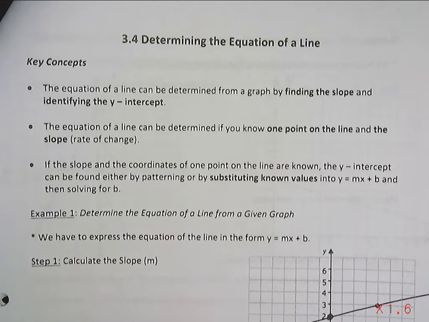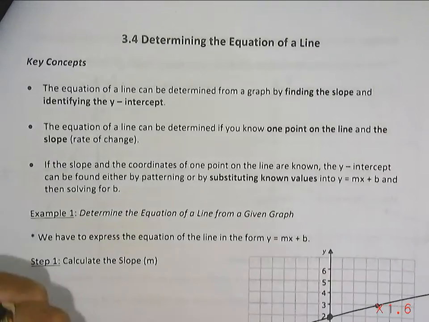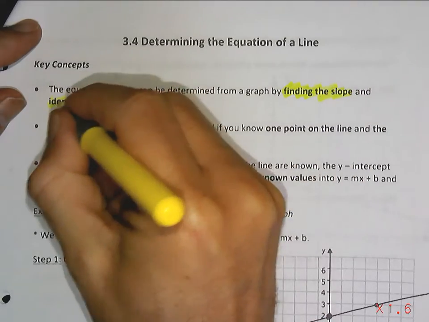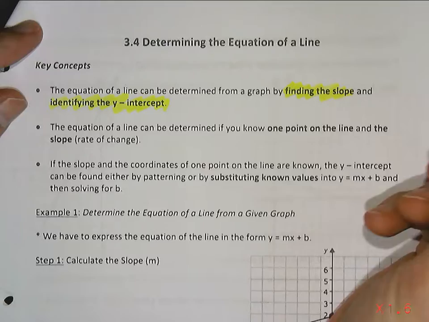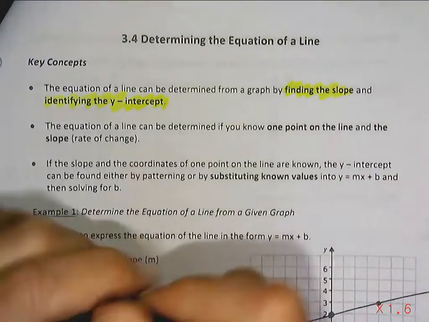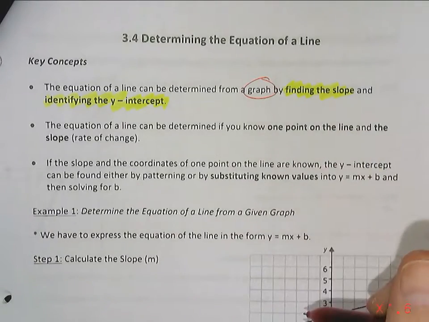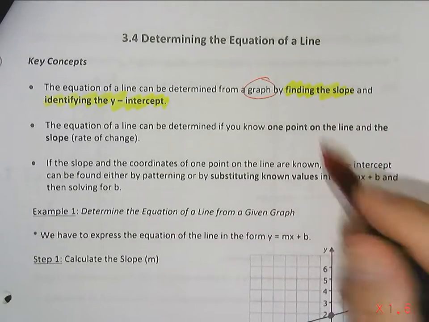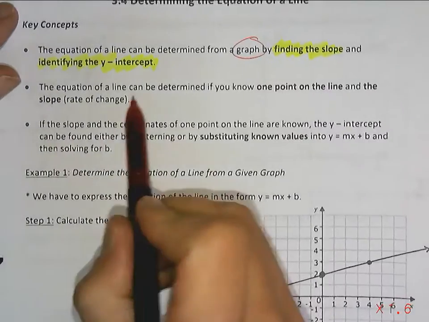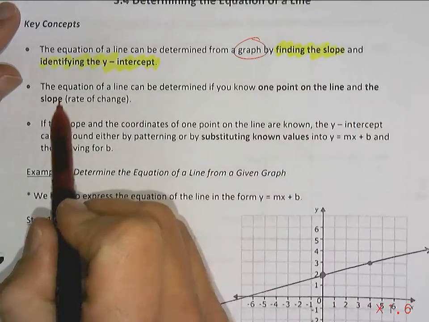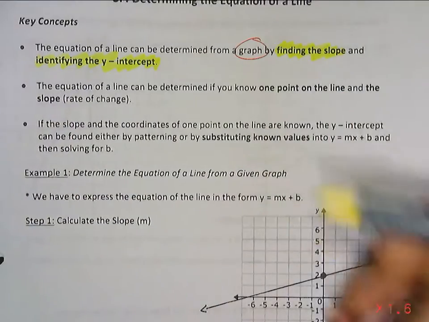So 3.4. The equation of a line can be determined from a graph by finding its slope. So we find its slope first, and then we identify the y-intercept. And remember, we're taking this from a graph. So they're going to give us a picture, and we have to come up with the equation of the line from the picture. The equation of a line can be determined if you know one point on the line and the slope. So this is a different situation.